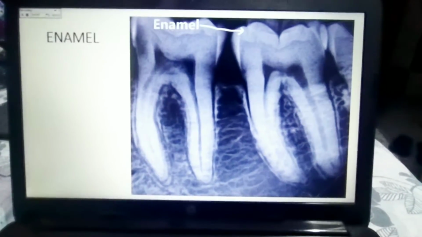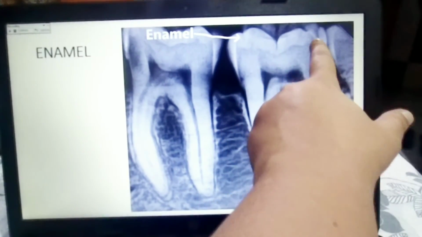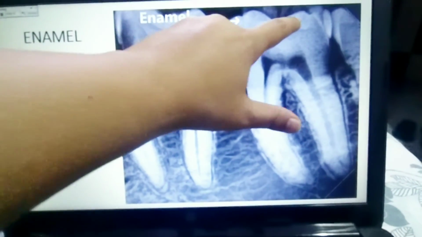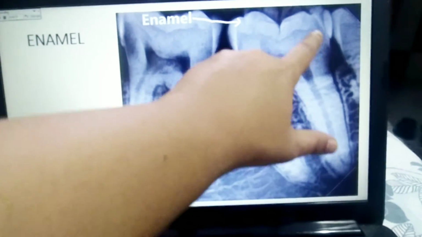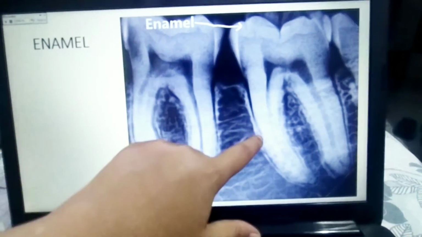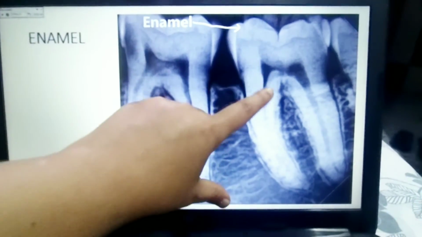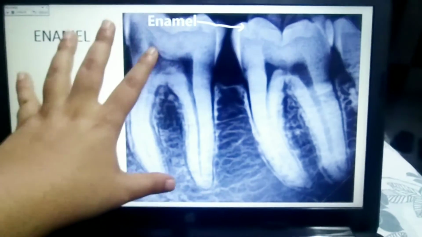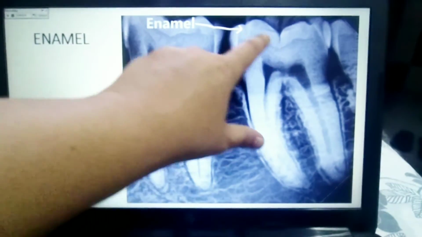Now this is your enamel. This white part, as I told you in the previous slide, this extreme white part, is your enamel. This is the topmost layer of a tooth structure. When you see a dental x-ray, you usually have a white and a black part. Let's not get too deep, but it's a basic thing. So enamel is your topmost covering, which is your extreme white structure.